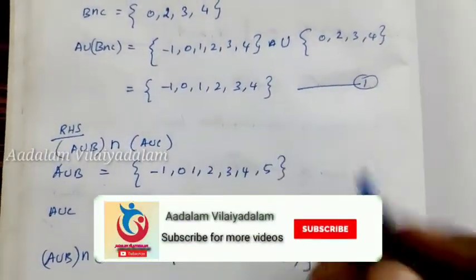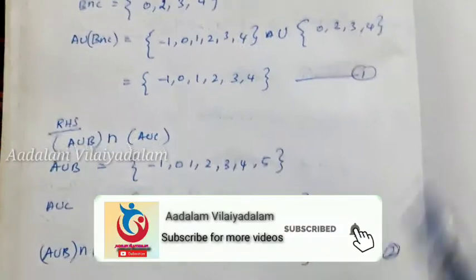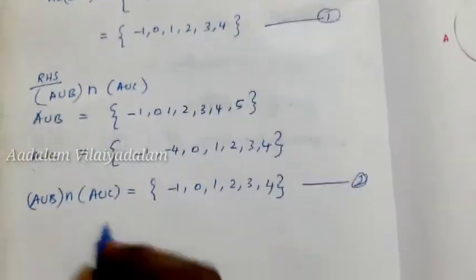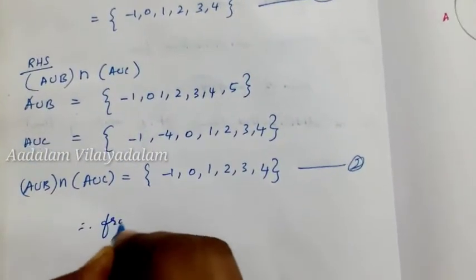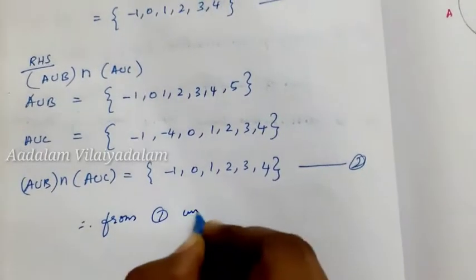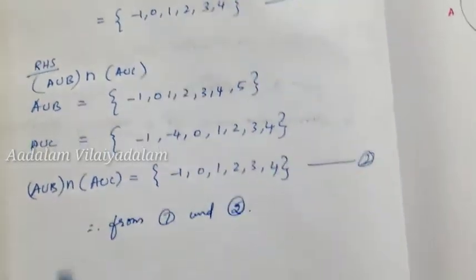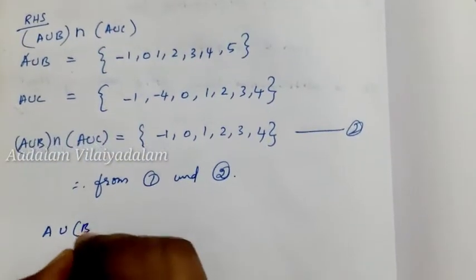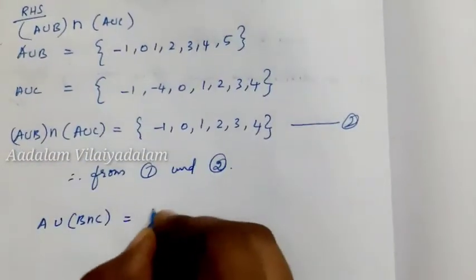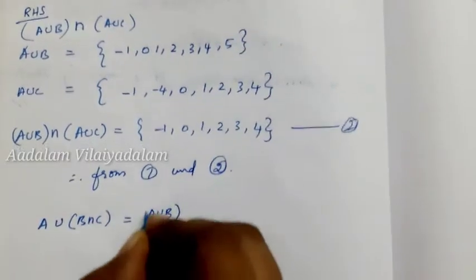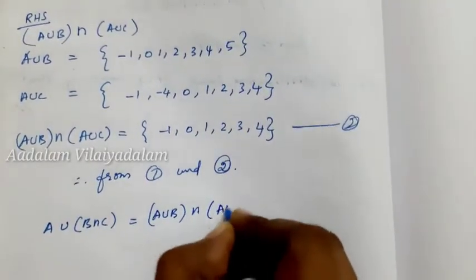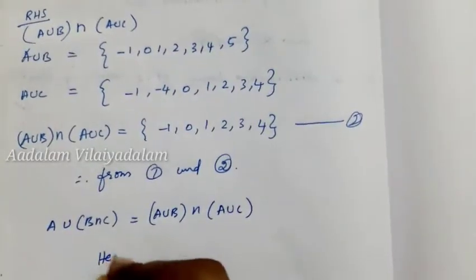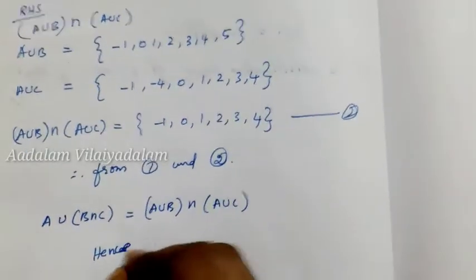Okay, now compare equation 1 and 2. Minus 1, 0, 1, 2, 3, 4. Minus 1, 0, 1, 2, 3, 4. So from 1 and 2 we can write that A union B intersection C is equal to A union B intersection A union C. Hence proved.